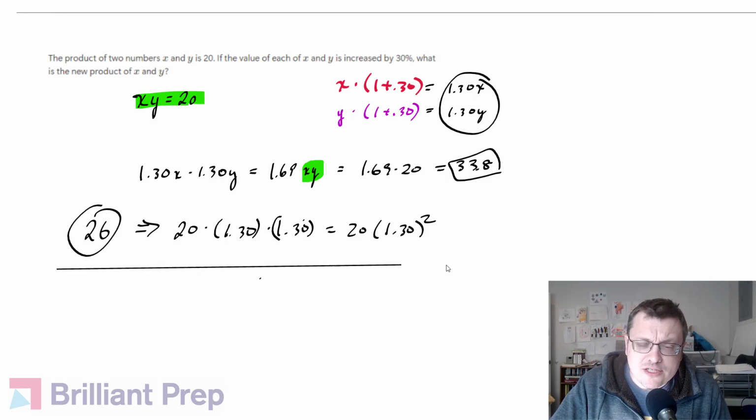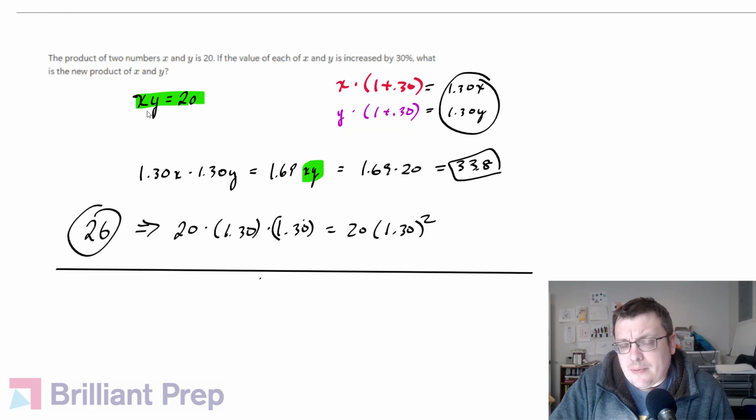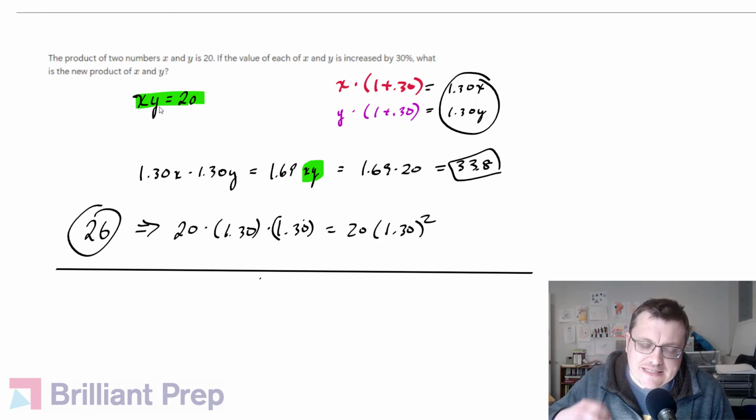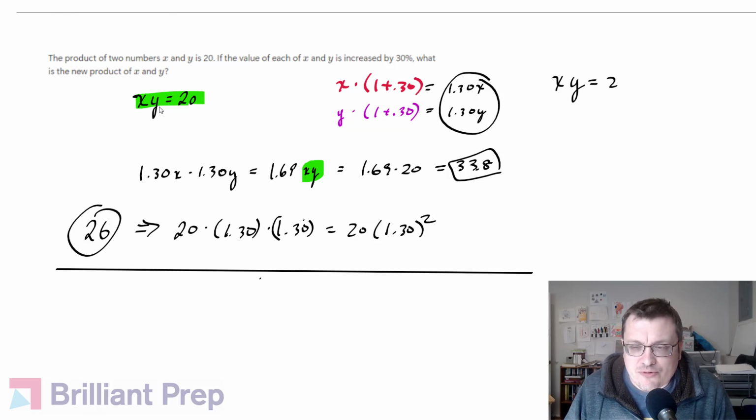So what's interesting about this question, and I think what throws people off about this sometimes, is our instinct is to get x and to get y, to figure out what is x equal, what is y equal, so that I can increase them by 30% and so that I can recreate or recalculate the product, right? So we might, in this approach, try to set up two equations. Here's one equation, and then here's the next equation.